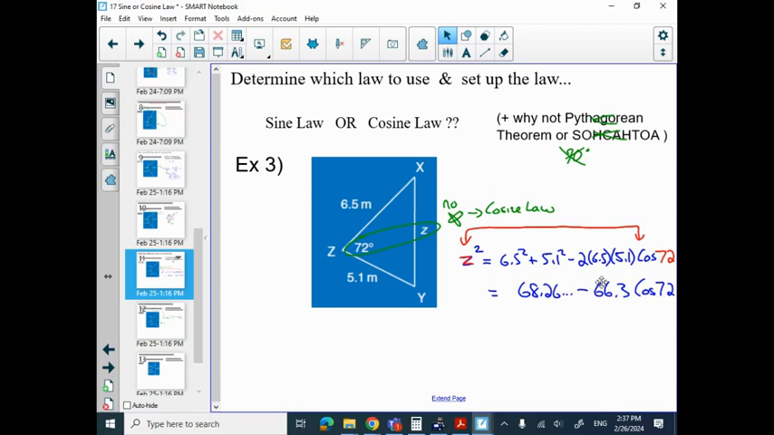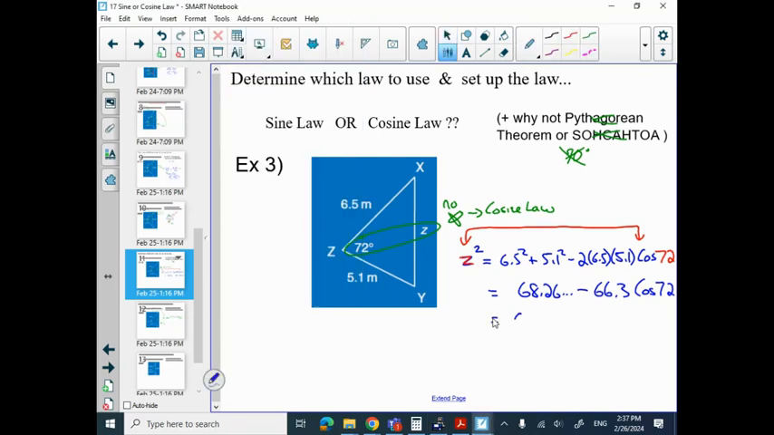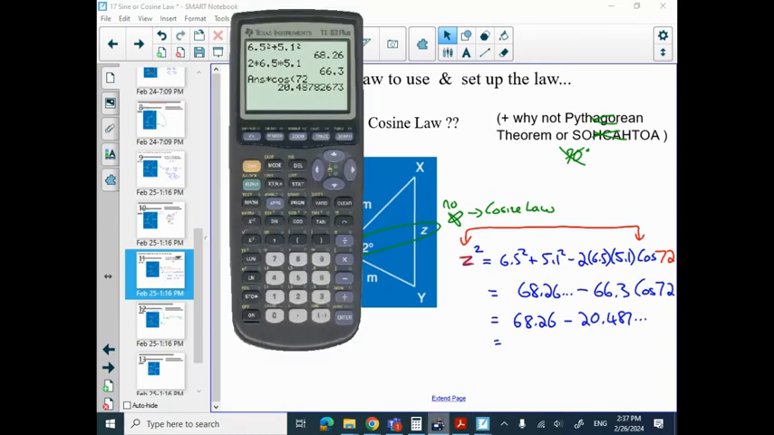And this is the one where I showed in the original lesson, you've got to make sure not to subtract that 66.3 because you don't really have 66.3. You have 66.3 times cos of 72. So it makes it smaller. So times cosine of 72 drops that number down to 20.487, right? It would not have been great if you subtracted 66, because you don't actually have 66 to subtract. You know that, right?